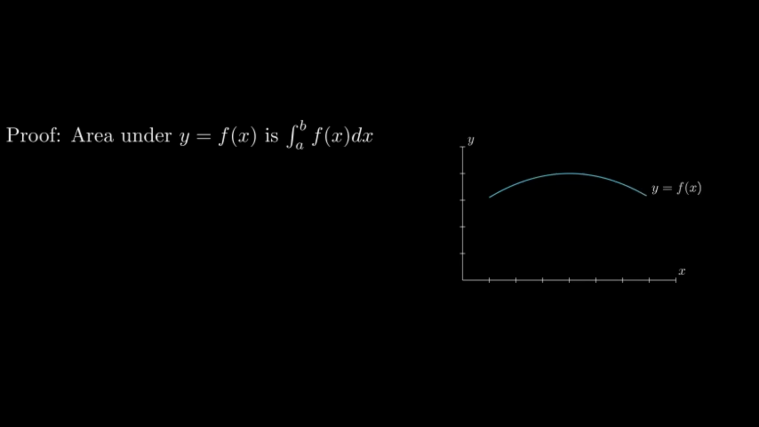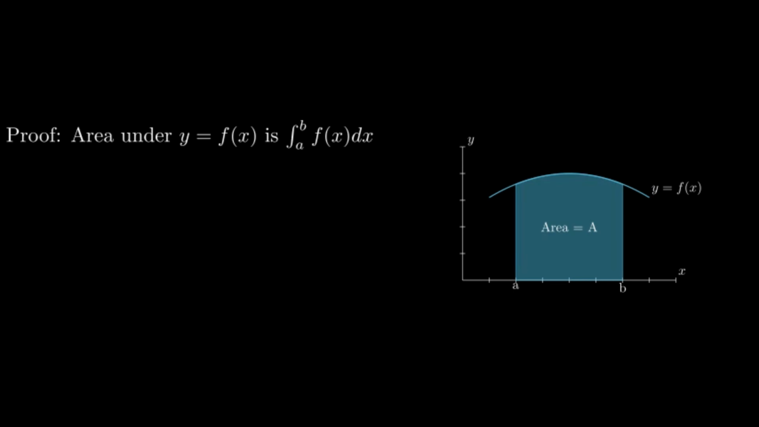Consider a general function, y equals f of x. Let's define a new function, which we'll call capital A of b, to be the area under the curve from some starting point a up to a variable endpoint b. Now what happens to this area if we increase b by a tiny amount? Let's call this tiny change delta b. When we change b by delta b, we add a small sliver of area, which we'll call delta A.